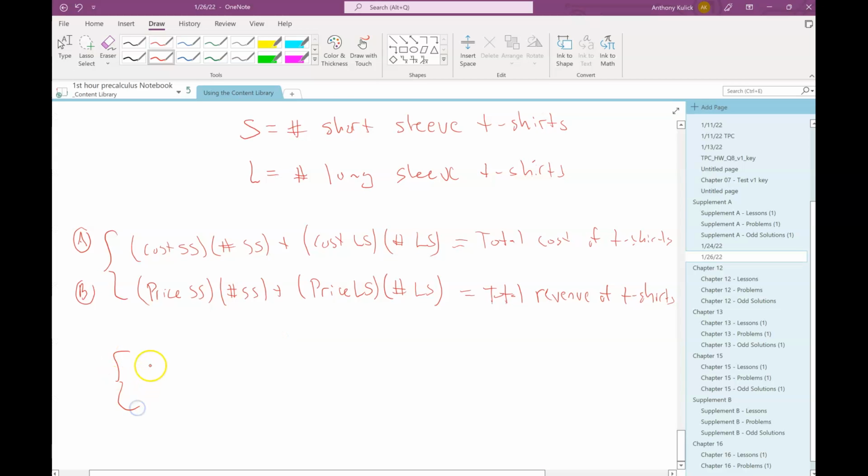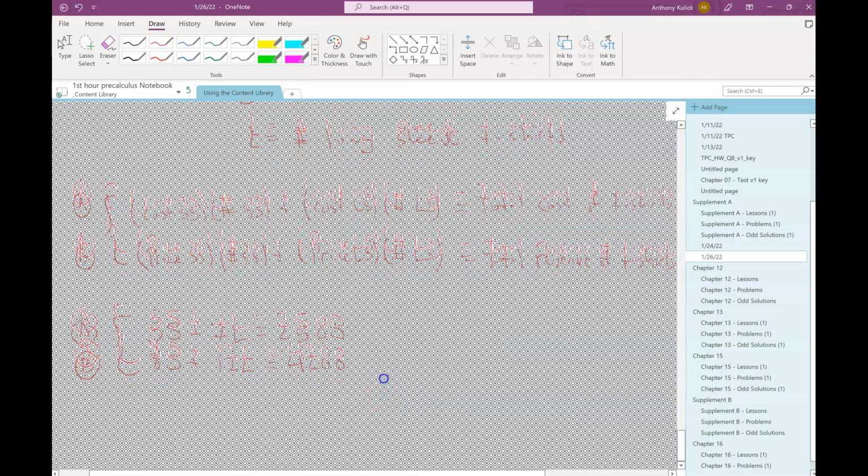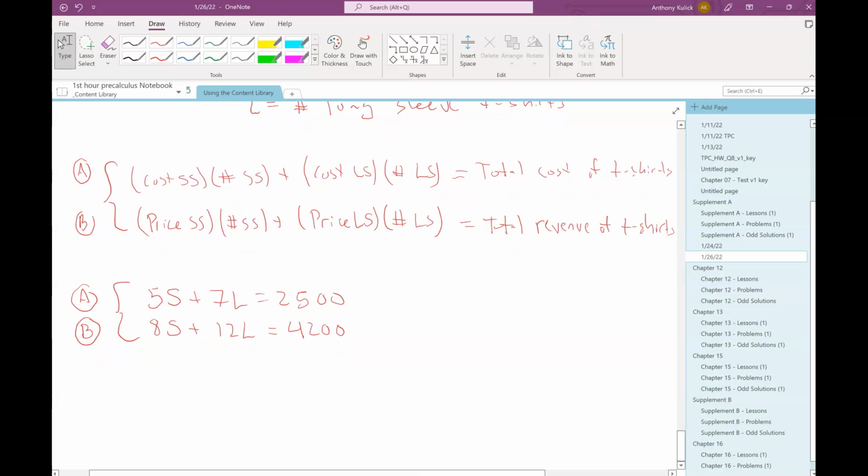So if we put all our numbers in then, it's 5s plus 7l equals 2,500. And then I have 8s plus 12l equals 4,200. That all look okay to you guys?